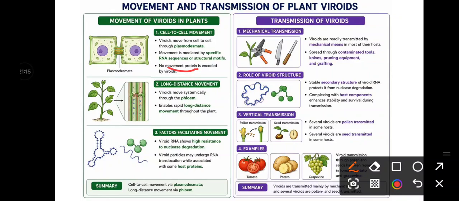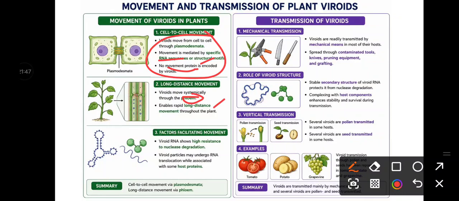But for the viroid, there is no such mechanism. It will just be mediated by some RNA sequence or by using some structural motifs. This is for the short movement, meaning one cell to another. If it has to travel a long distance inside a plant, then it will move systemically through the phloem tissue for long distance movement. Okay.